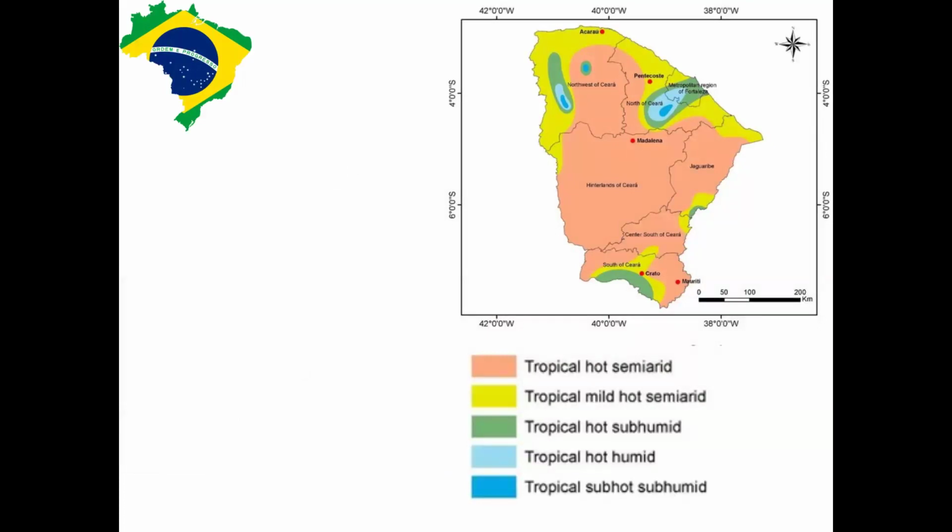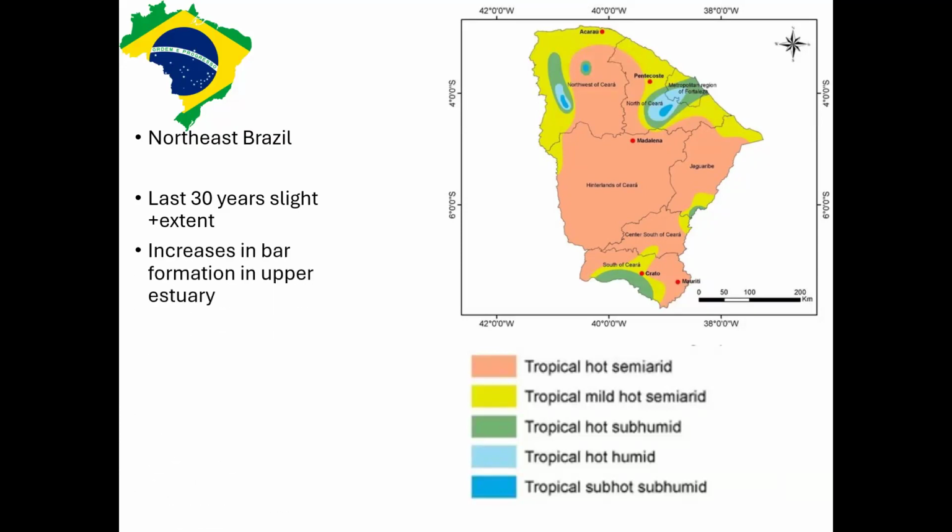So the bulk of Ceará is in that tropical hot semi-arid, but the bulk of the coastline is in that tropical mild hot semi-arid, although you have patches where you've got tropical hot subhumid. Okay. Now, up here in the northeast of Brazil, over the last 30 years there's been a slight increase in the extent of the mangroves.